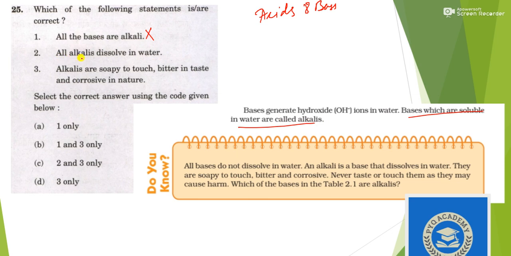All alkalis dissolve in water. Yes, this is the definition of an alkali. Okay, an alkali is a base that dissolves in water. So this is the correct one. Alkalis are soapy to touch, bitter in taste, and corrosive in nature. This is also true. You can find directly that they are soapy to touch, bitter, and corrosive in nature. So our answer will be 2 and 3, option C. Okay.